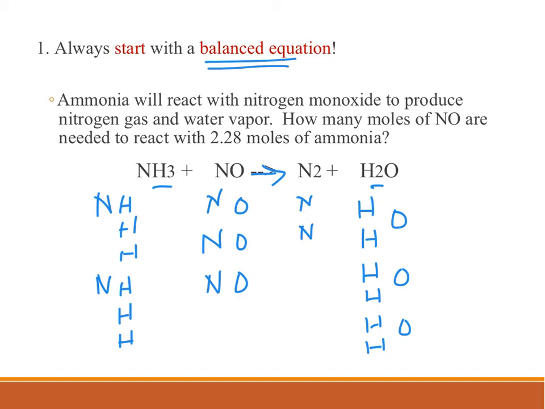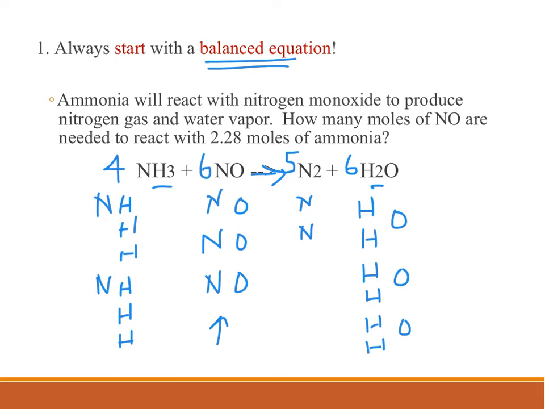The first thing I would start by doing is adding more to my nitrogen monoxide. I don't have enough room really on this slide to keep going, so you're going to have to take my word for it that we're going to end up with 4 moles of ammonia reacting with 6 moles of nitrogen monoxide, producing 5 moles of nitrogen gas and 6 moles of water vapor.